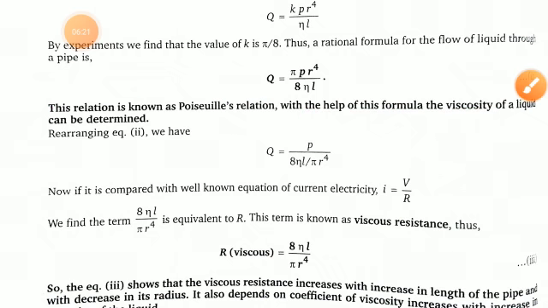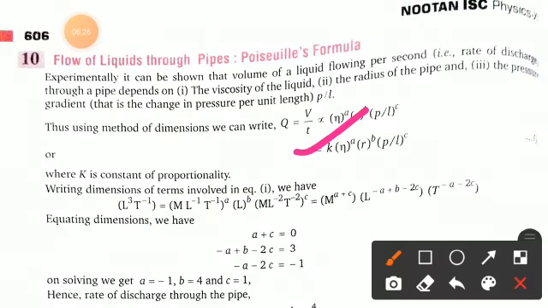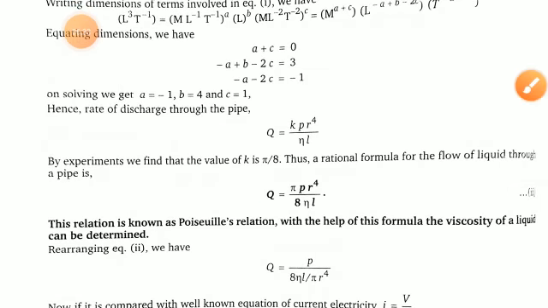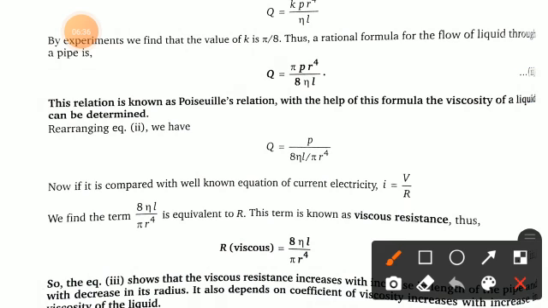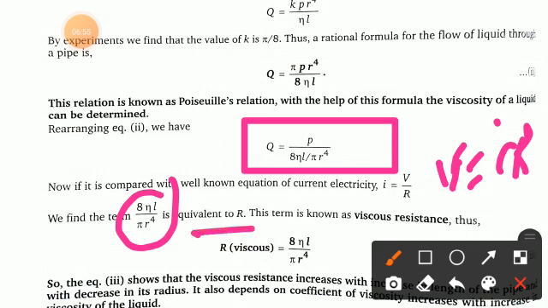Clear? So rearranging the equation, where is the equation number 2? Sorry, this one is your equation number 8, which is your Poiseuille formula. You can rearrange it, and finally the relation comes out like this. Now if it is compared with the well-known equation of current electricity, that is Ohm's law, V equals IR, I hope you know Ohm's law very well, then we find the term 8ηL/πr⁴ is equivalent to R. Clear?